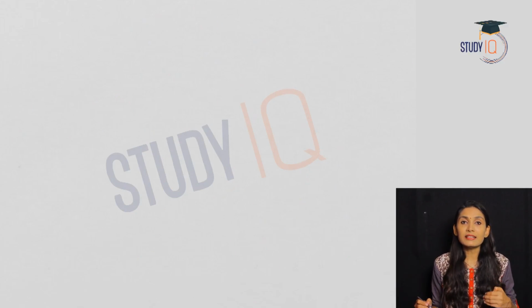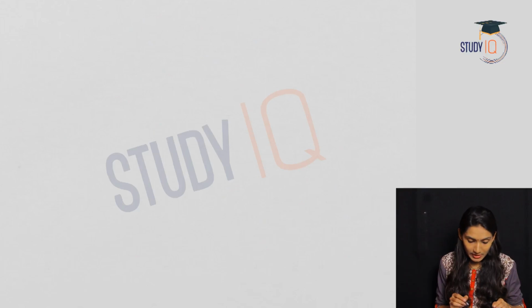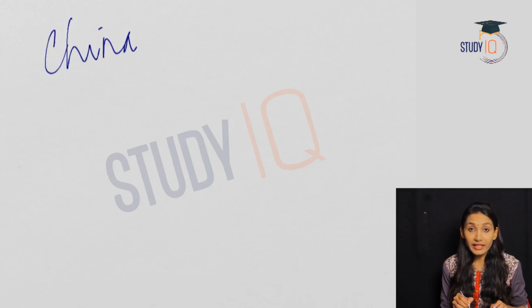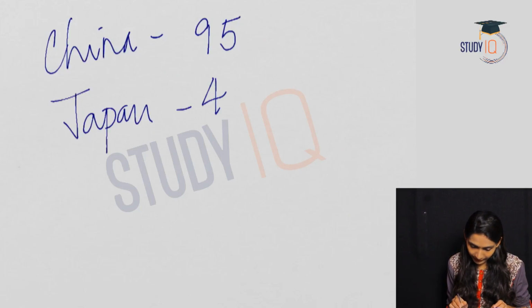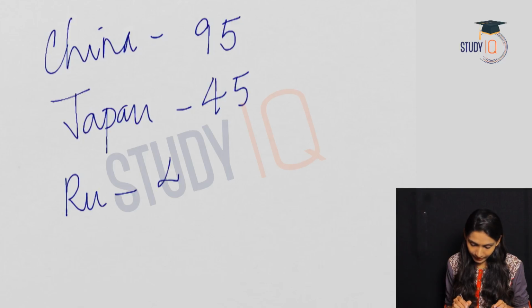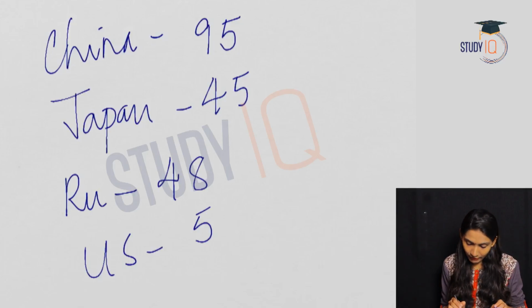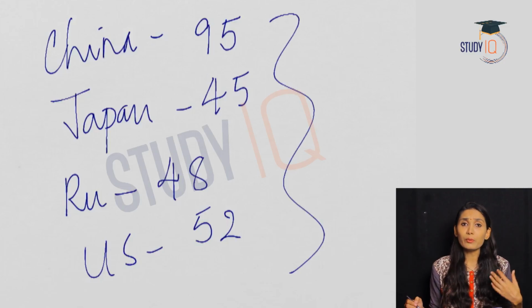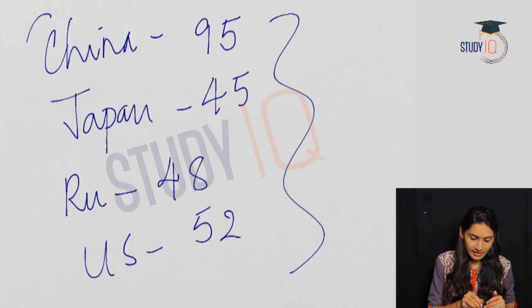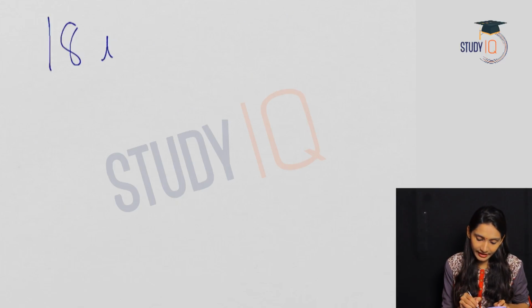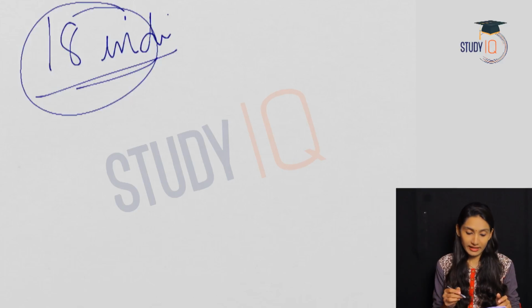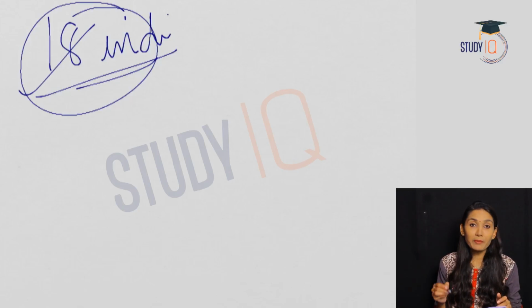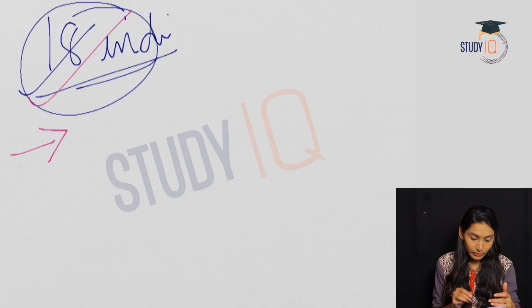87. And if we consider the rank of the largest consumers of energy in the world, China has a rank of 95. Japan has a rank of 45. Russia has a rank of 48 and the United States has a rank of 52. So these are the largest consumers of energy in the world and they have these ranks. We have said that there are 18 indicators based on 3 core dimensions. And now let us see some important indicators. Out of these 18 indicators, some important indicators and what is the performance of our country, that is India, with regard to these indicators.